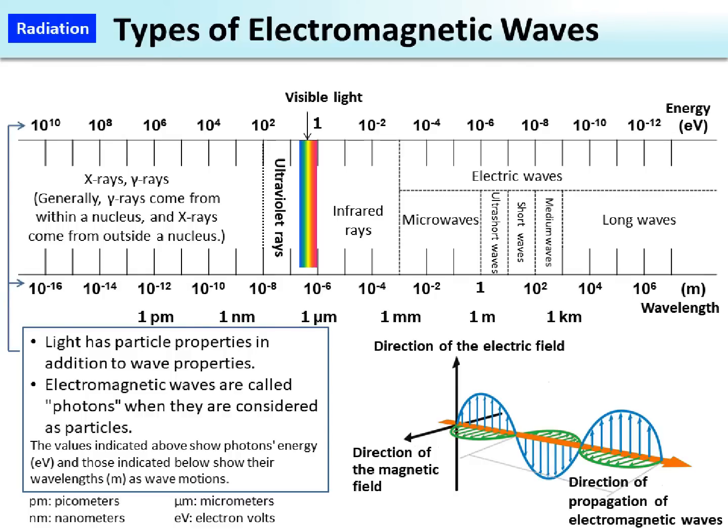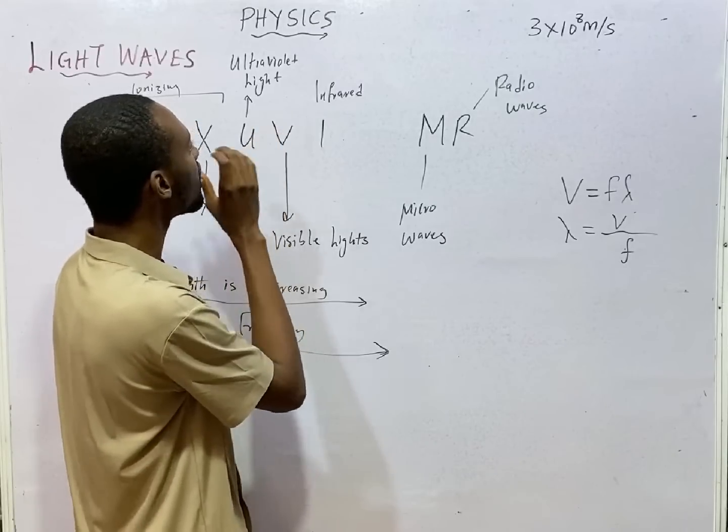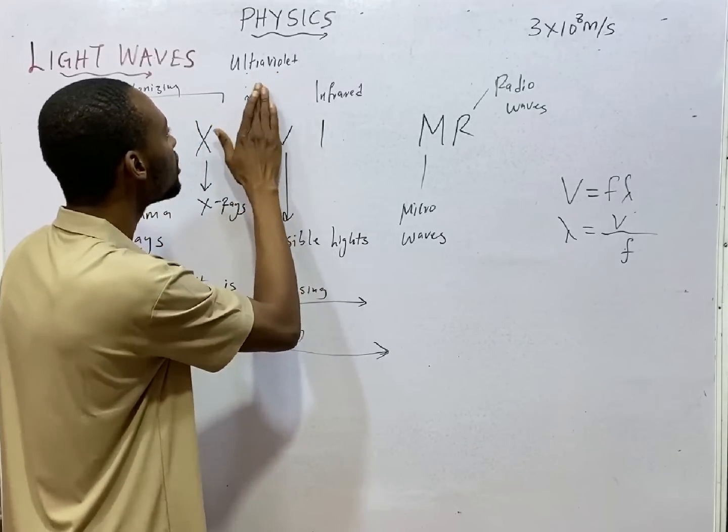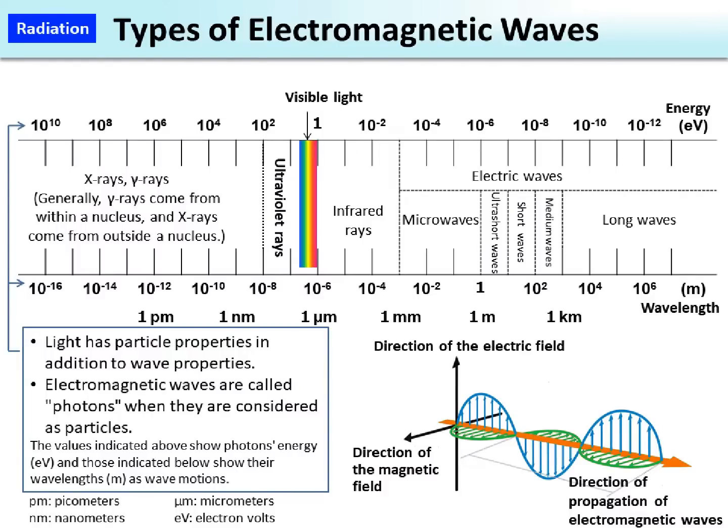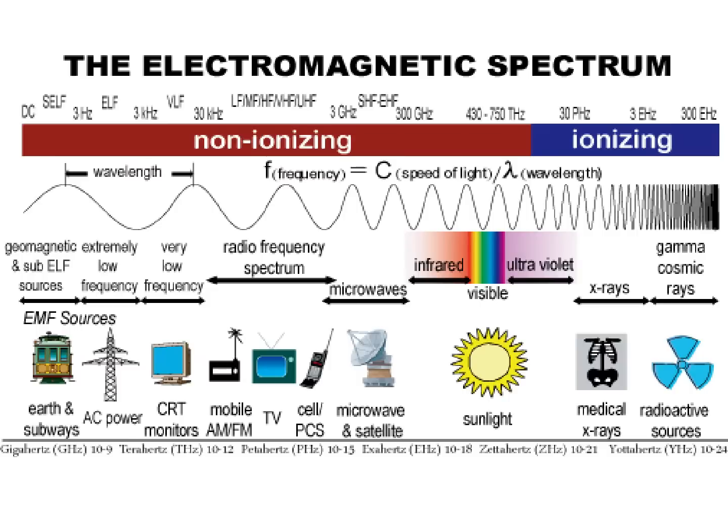Immediately after X-rays, we have the ultraviolet rays, UV. The ultraviolet rays are found just above the violet part of the visible light, hence its name. That is why it is called ultraviolet. The wavelength is between 400 nanometers to about 10 nanometers. It is not visible to the human eye, but some insects such as bumblebees can see objects using them. It is used in sterilization.